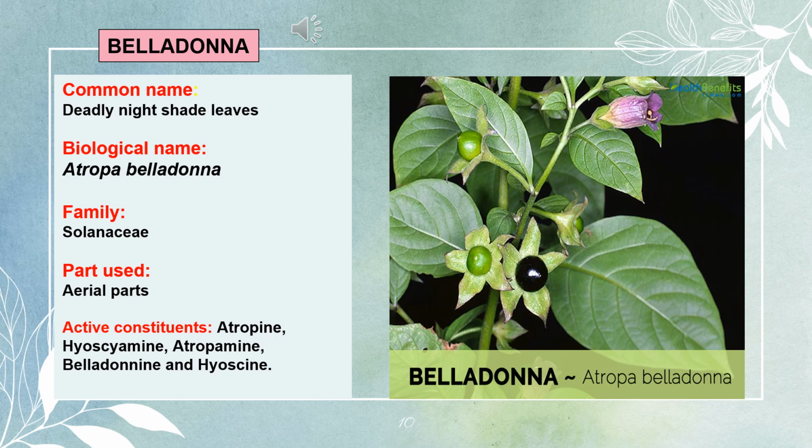We have seen fungi. Next is belladonna, Atropa belladonna. I think you are very familiar with this plant. Its common name is deadly nightshade. The botanical name is Atropa belladonna, and we utilize the aerial parts of the plant, from the Solanaceae family. Mostly we use the dried leaves. The active constituents present are atropine, hyoscyamine, atropamine, belladonnine, and hyoscine.